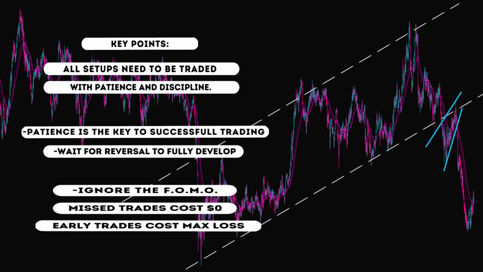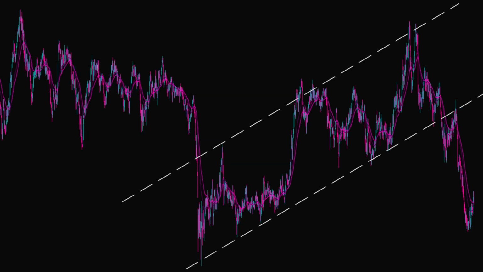Always keep in mind that missing out on a trade will cost you $0, but entering early and being stopped out will cost you the maximum losses in most cases. This is a very expensive way to learn and detrimental for beginner traders. The second key point is to always wait for confirmations before entering a trade. This applies to channels as well as any other setups or patterns that you can think of.